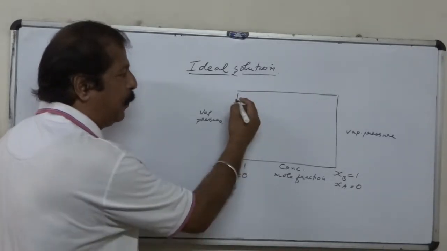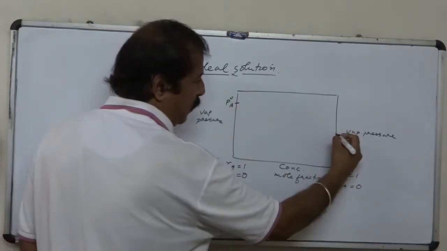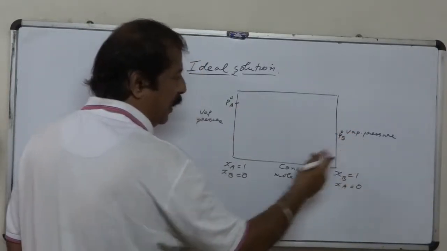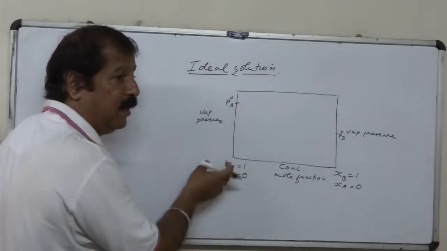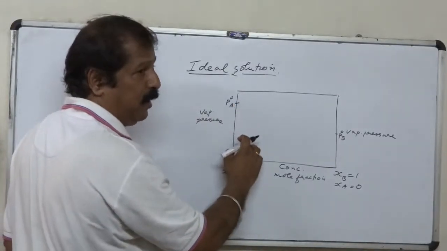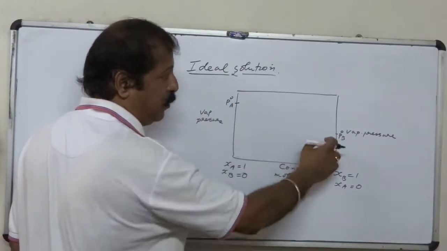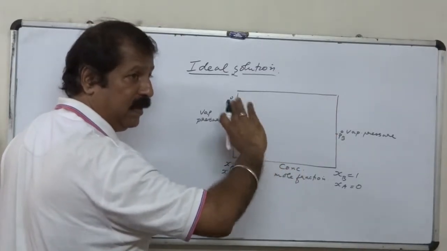Here only A is present, so we can write the vapor pressure of A as P0A. And here the vapor pressure is P0B. You can see the height of P0A is greater than P0B. That indicates A is more volatile than B. You can draw like this: the height of P0B is high and P0A is small. That indicates B is more volatile than A.